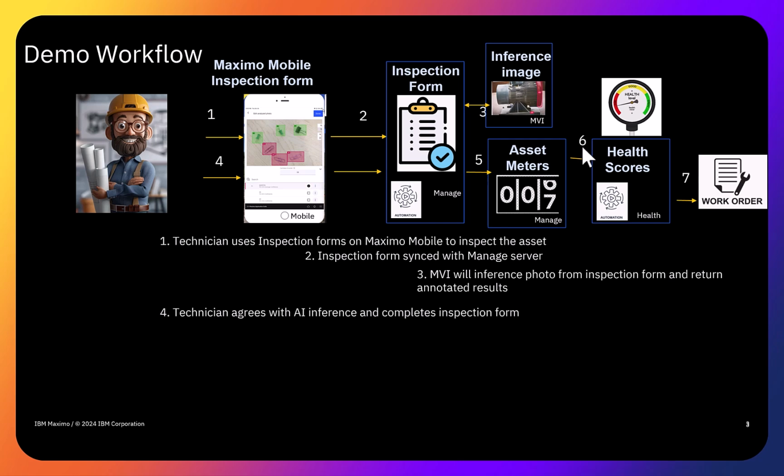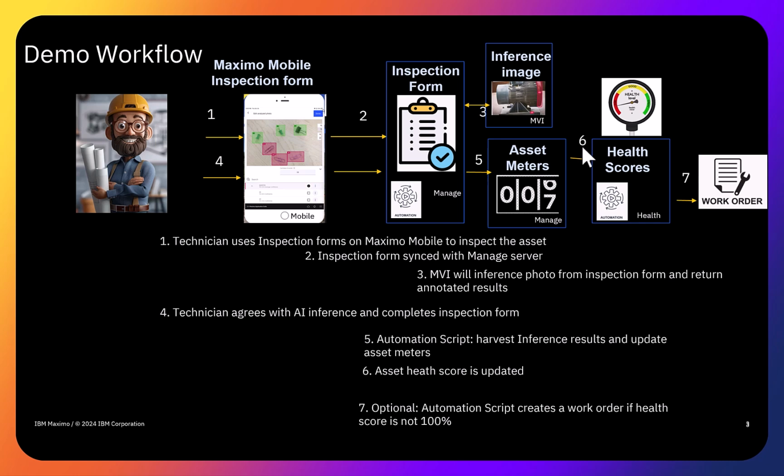The technician will then look at those results, analyze them, and say, yep, that looks about right. He will then complete his inspection form. That inspection will automatically update an asset meter in health, which will in turn update the overall health score of the asset. And lastly, if you want to, you can have an optional work order created if the health score is below a certain threshold or things like that. We use the automation scripts from Maximo to do this. Okay, let's see it in action.